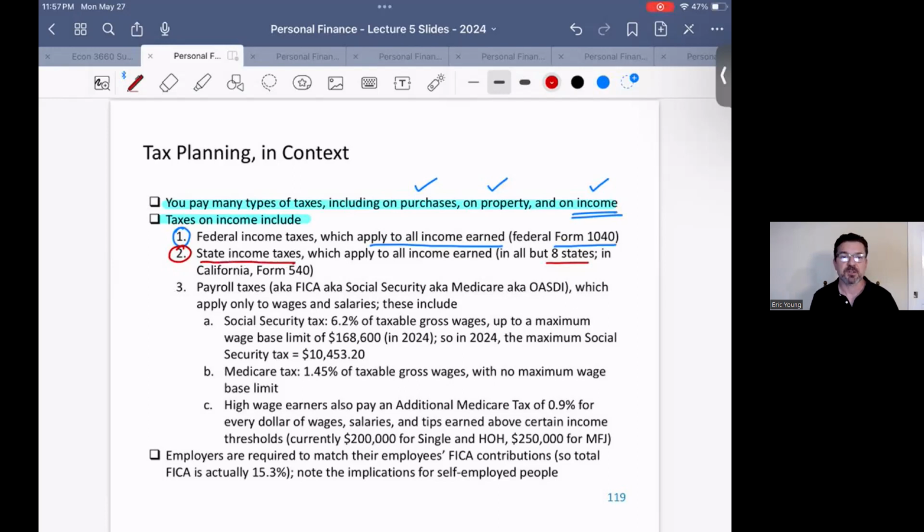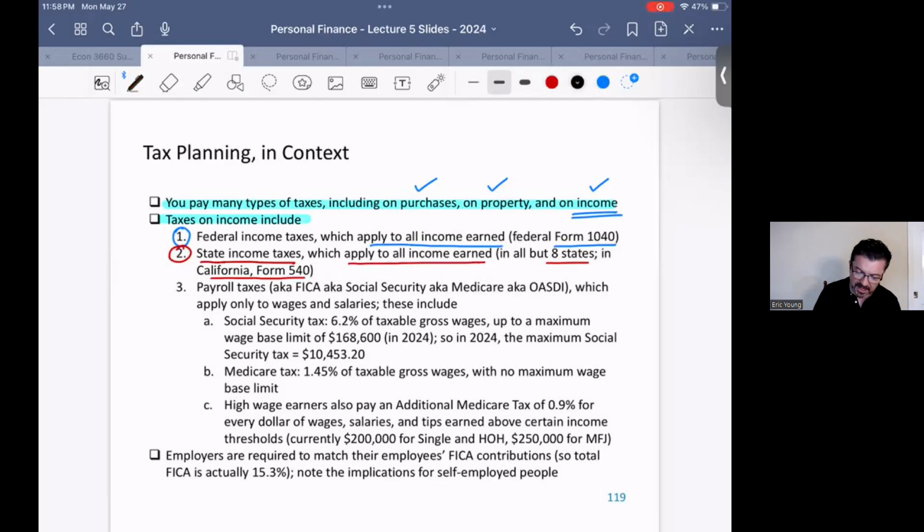Your state income tax form in California is your Form 540. But no matter what state you're in, your state tax form is basically a derivative of your federal tax form. You do your federal taxes first, get those all sorted out, and then you transfer those numbers over to the state level, make a few refinements based on individual state law, and then you're done there. So again, it's important to bear in mind that much like your federal income taxes, your state income taxes will also apply to all income earned.